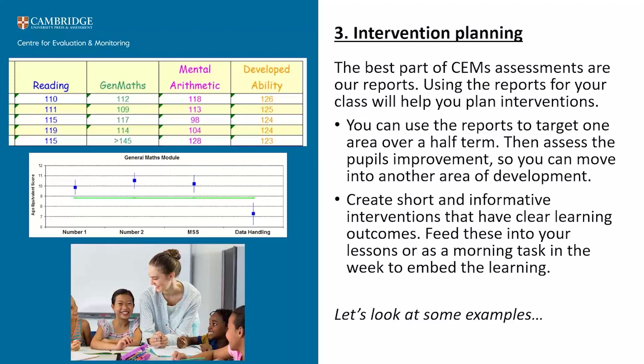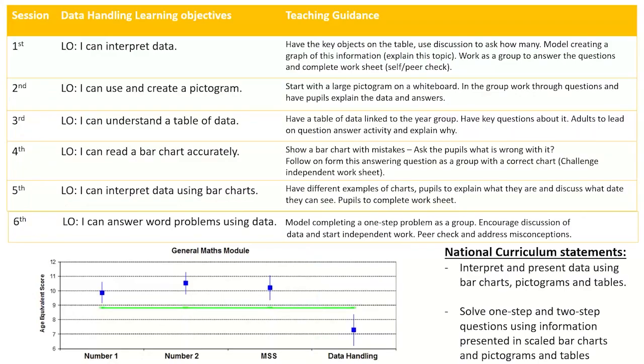So here's an example I've made. Everyone does it differently in schools, but for example here, what I've done is I've got my learning objectives. So I looked at this report here. I've got our general maths module, and I went, okay, data handling for this pupil is quite low, and maybe a few others as well for reports. So I've looked at my national curriculum statements, and gone, okay, this is what the national curriculum recommends that I do.